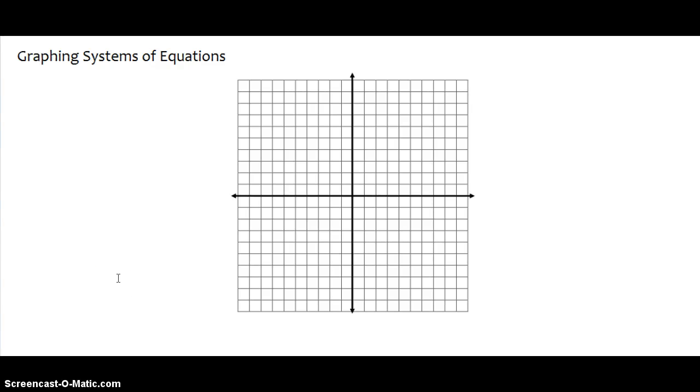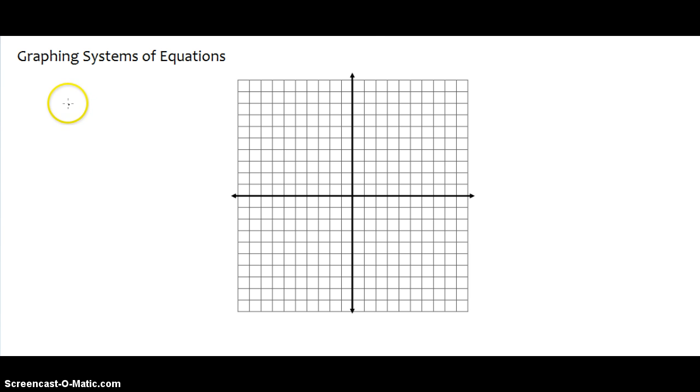And so, hi, and welcome to our first lesson on Chapter 3, which is going to involve graphing systems of equations. And what we use graphing systems of equations for is if we have two lines and we want to find out where those two lines cross, whether they're talking about a real life situation or we're just looking at the general line, we could have an example like this.